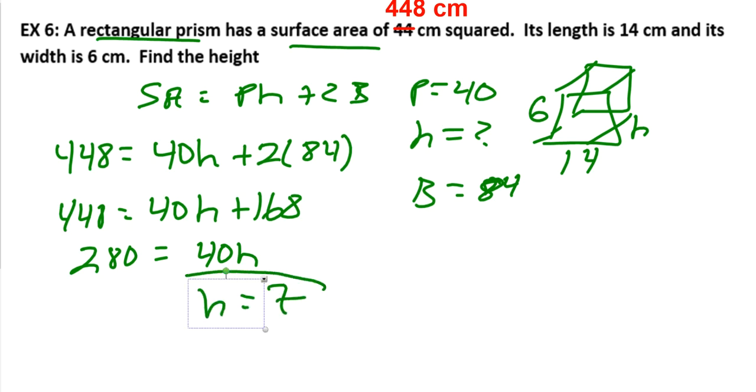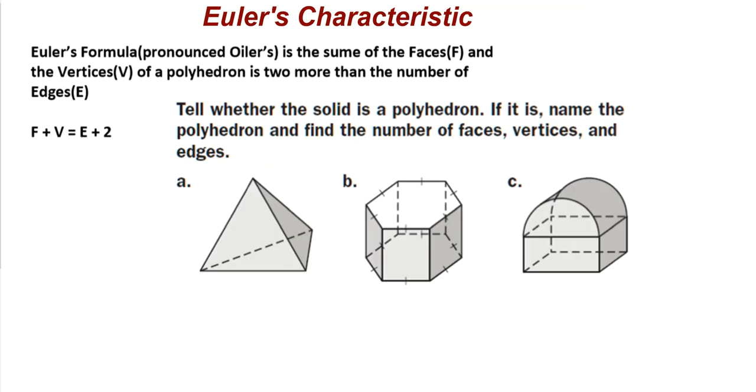All right? So that is pretty much it for our prisms. I do have additional YouTube videos on this as well. I want to touch on Euler's characteristic.